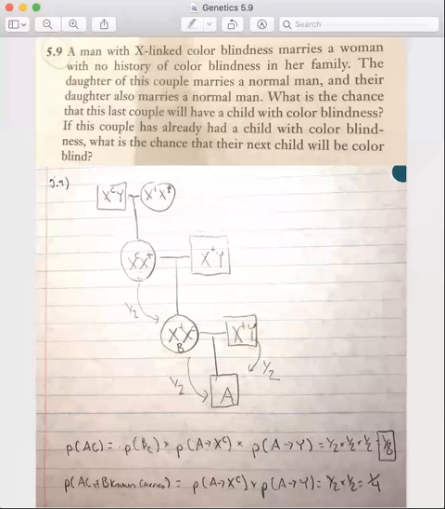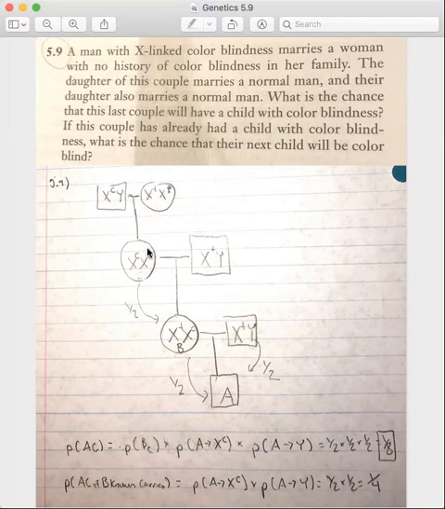Okay, let's do 5.9. And for this one, let's just draw it up as we go. A man with X-linked color blindness marries a woman with no history of color blindness in her family. So, here up top, a man with X-linked color blindness marries a woman with no color blindness in her family history. And obviously, she has wild type. So, it's X wild type, X wild type.